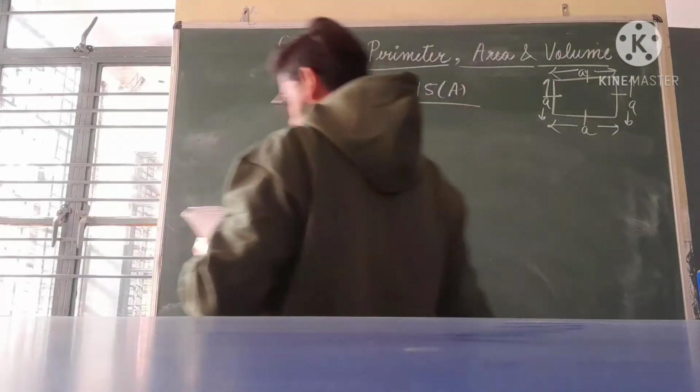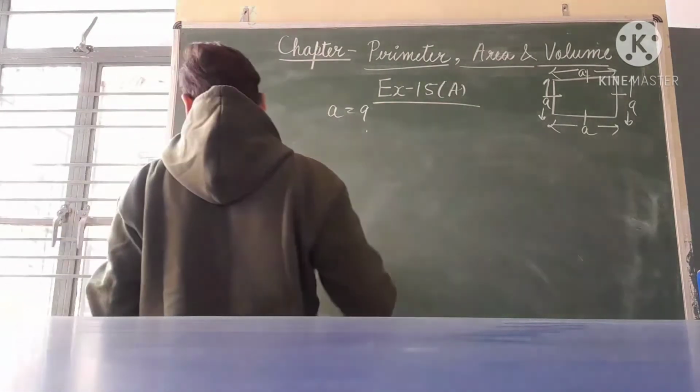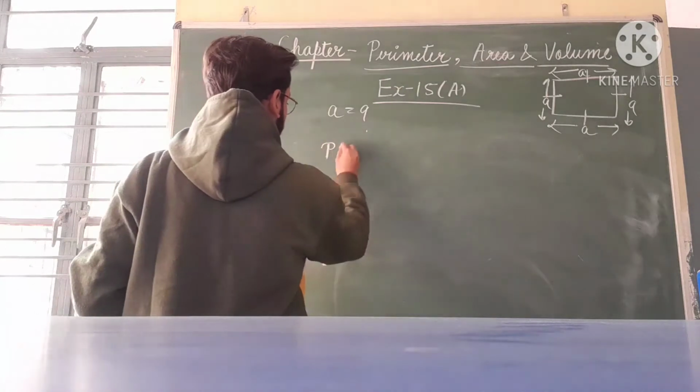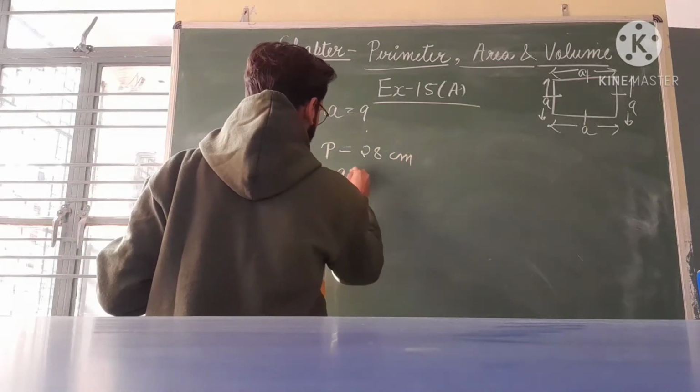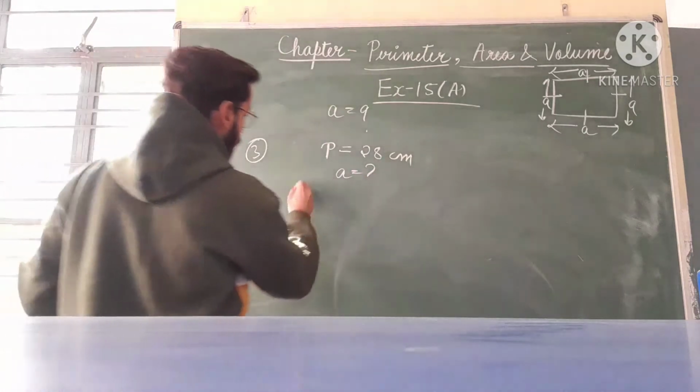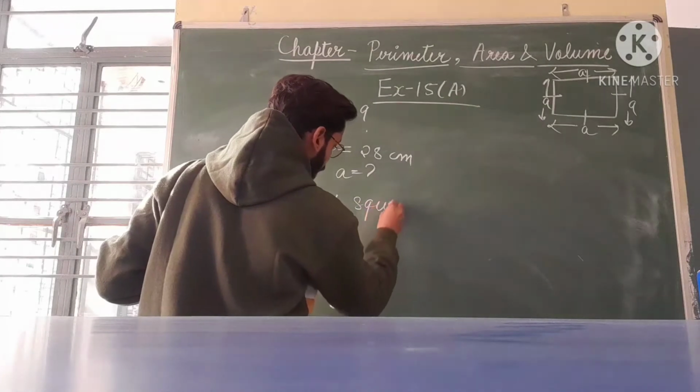Now turn to question number 3. What does question number 3 say? It says to find the side of each square whose perimeter is given. We are given the perimeter, that is 28 centimeters, and we have to find the side of the square. As we know, the perimeter of a square is equal to 4a.